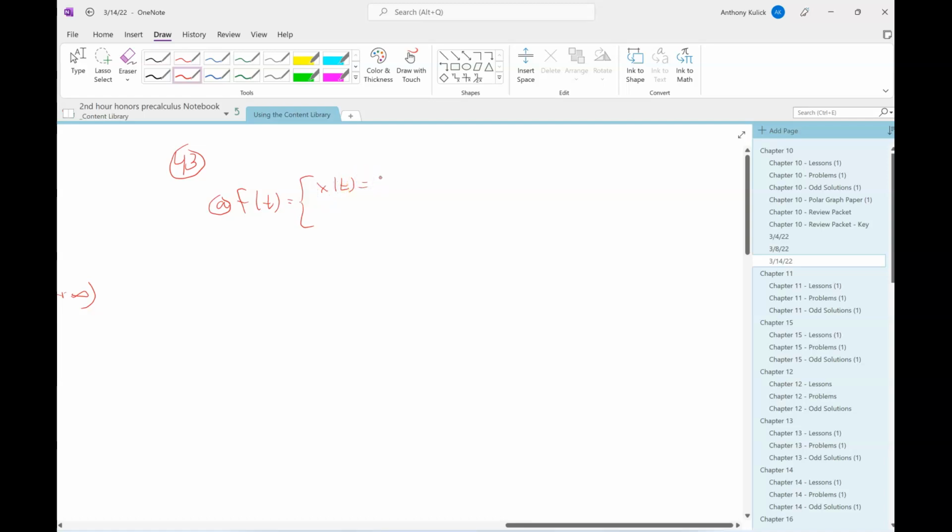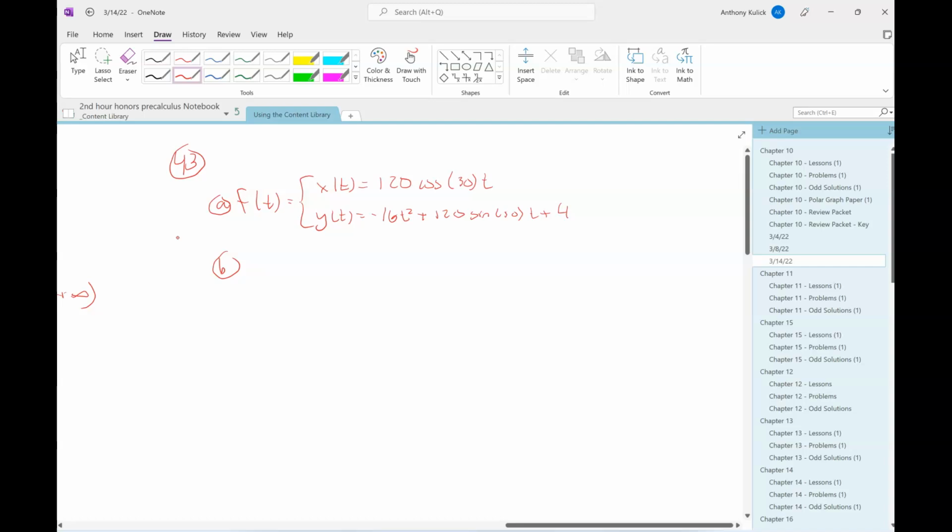So that's going to be the initial velocity times cosine of theta times t. And then for y, that's -16t squared plus the initial velocity sine theta t plus the initial height. So that's part A. Cool.